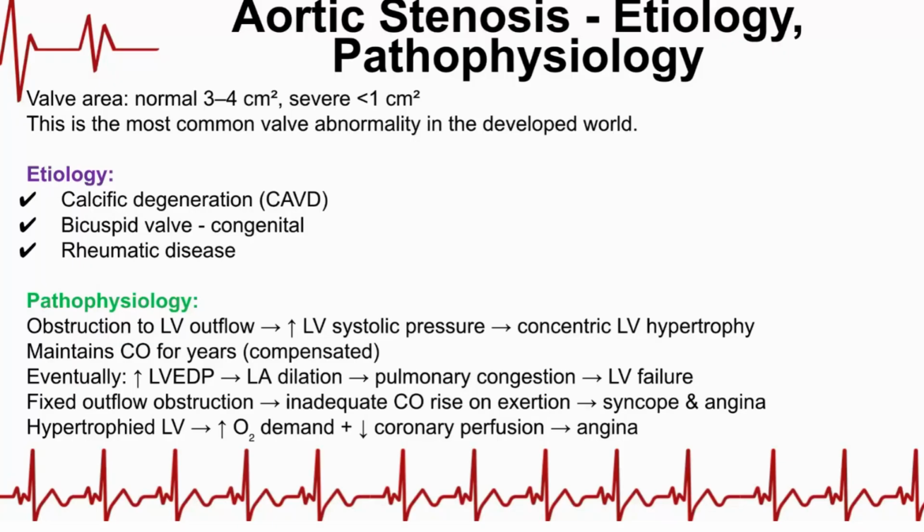Now, patients generally manage to maintain cardiac output for a long time, because this concentric left ventricular hypertrophy is a compensatory change. But eventually, what can happen is that the left ventricular end diastolic pressure increases so much that in order for blood to pass from the left atria into the left ventricle, the left atria also has to go through changes. And we also see pulmonary congestion. And this eventually leads to left ventricular failure.